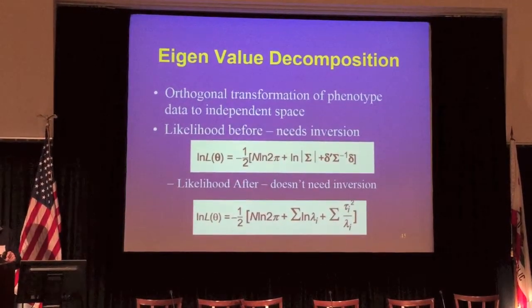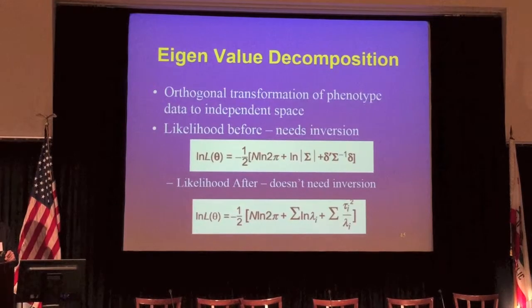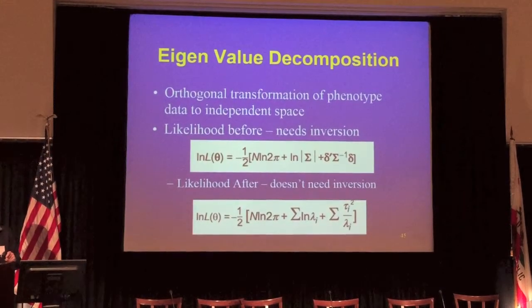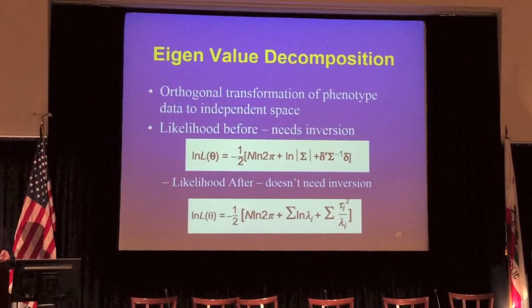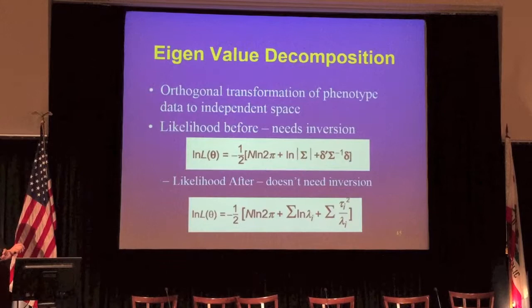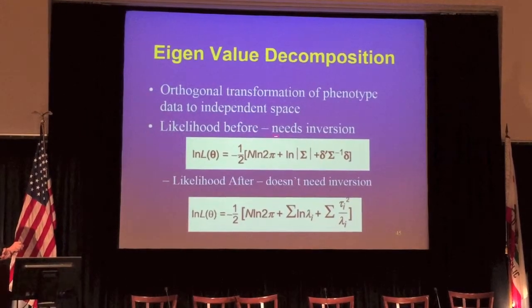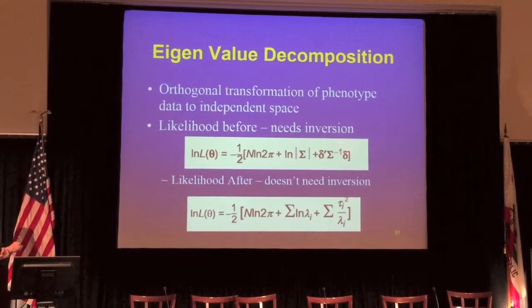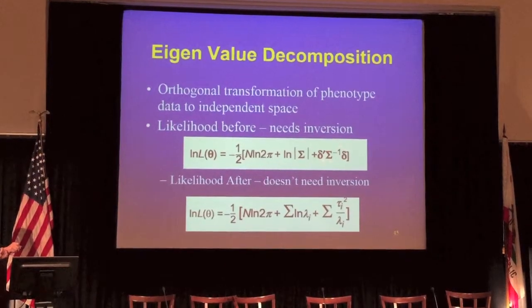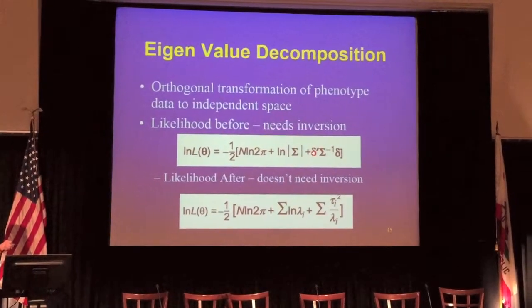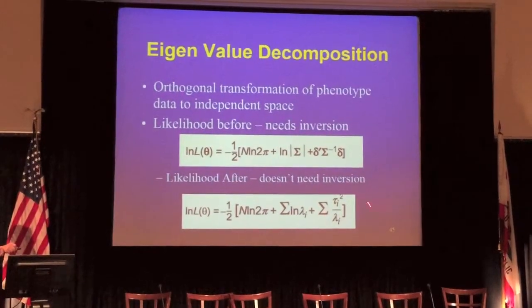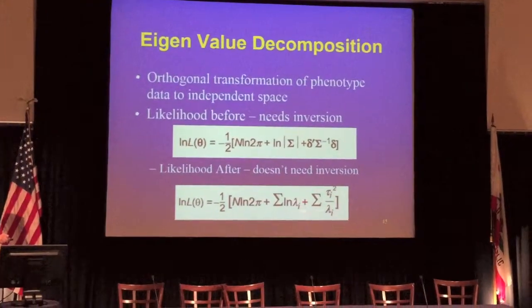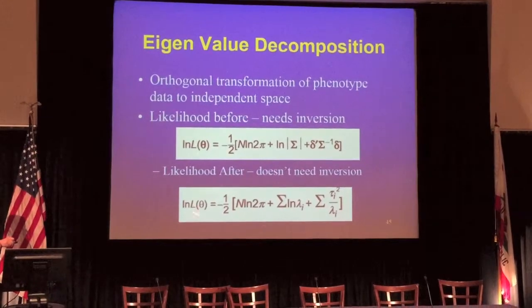So eigenvalue decomposition, for those of you who don't know, is an orthogonal transformation of phenotype data to orthogonal space, where the spaces become independent. And what it does is greatly simplify the likelihood calculation. In the original likelihood calculation, we needed to invert this matrix. In the likelihood after EVD, you see it greatly simplifies into those lambda and tau coefficients that no longer need this inversion.